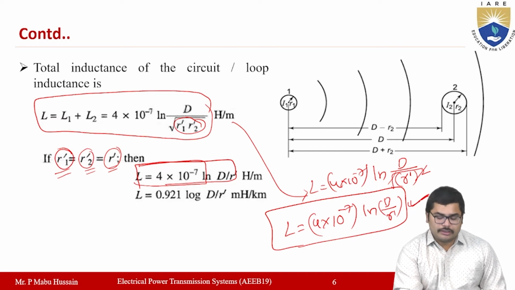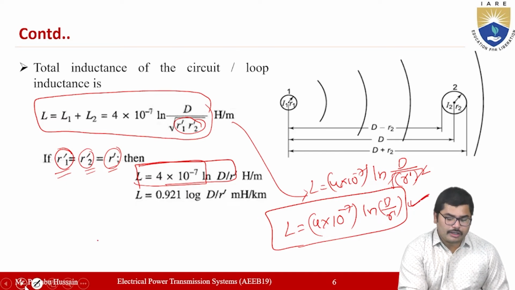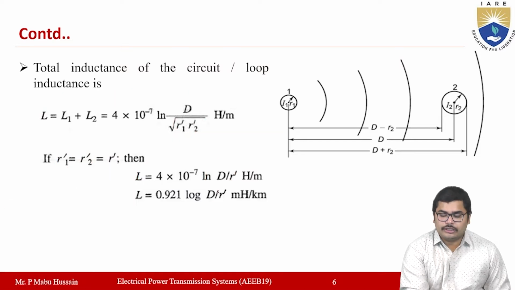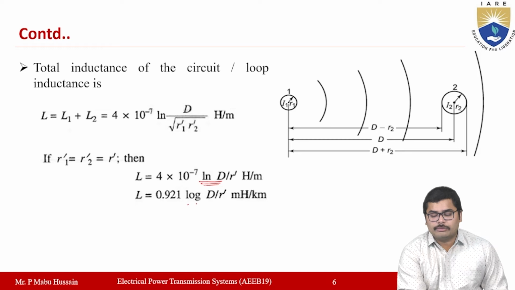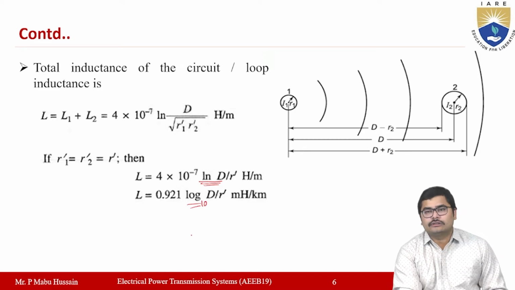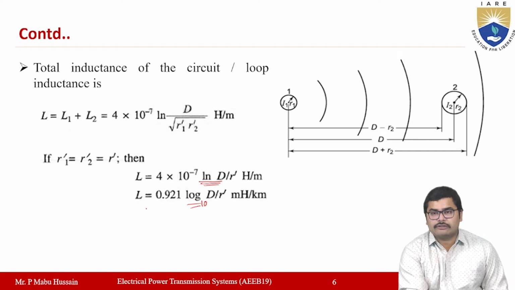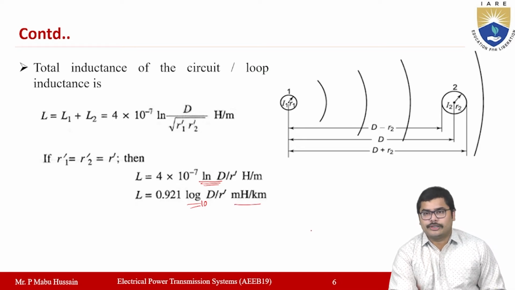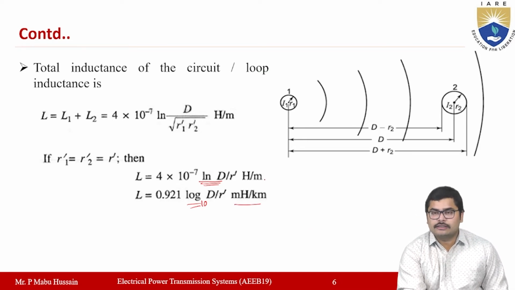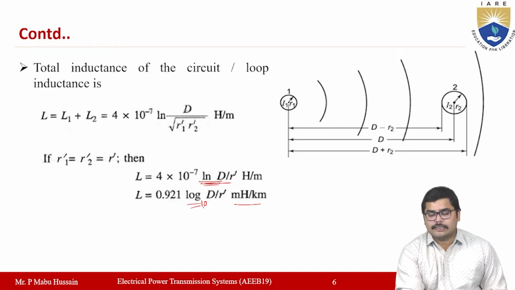Now if you convert the ln term into a logarithmic term, that means base 10, then you will get the inductance value equal to 0.921 log d by r dash to base 10. Here the units become millihenries per kilometer. How can you convert this ln d by r dash to log to the base 10?